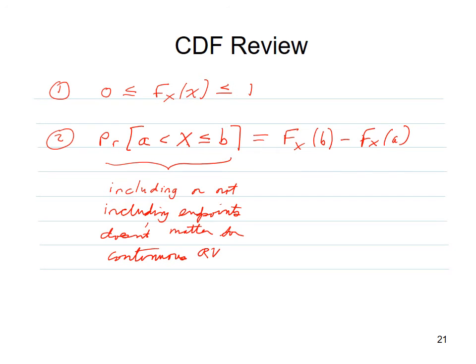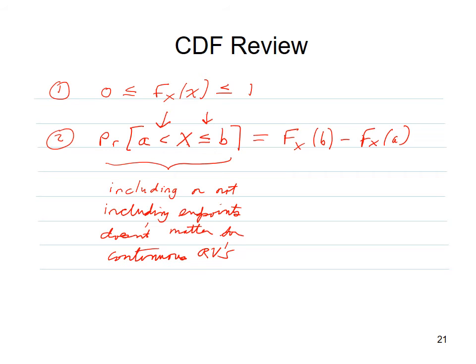So you can be sloppy with these signs, whether they say strictly less than or whether they say less than or equal to. You can get away with being sloppy on the signs if it's a continuous random variable. If it's a discrete random variable, you have to be really careful with the signs.